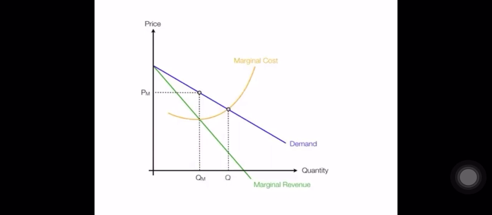So again, let us remember, the higher the consumer surplus, the happier we are as consumers. So in this case, our consumer surplus is only that little triangle there, since the monopolist is pegging the price at PM.